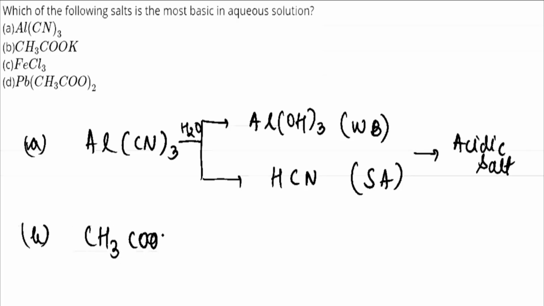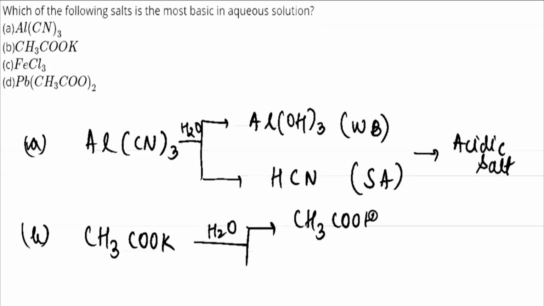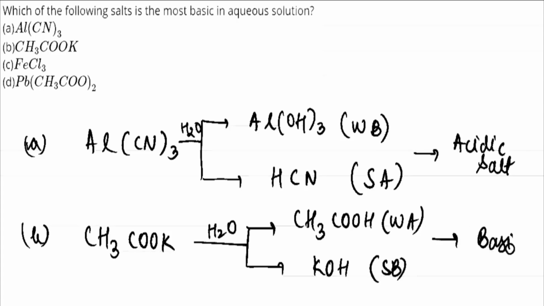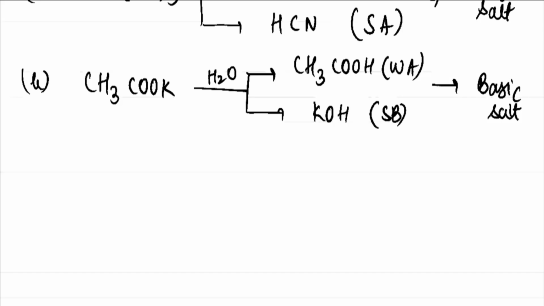Talking about CH3COOK, on hydrolysis of the salt, we would get an acid, CH3COOH, which is a weak acid, and a strong base, potassium hydroxide. So this would be a basic salt, and the pH here would be more than 7. This can be the answer, but we have to see the other salts as well.